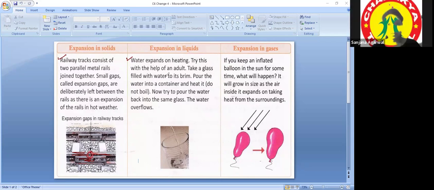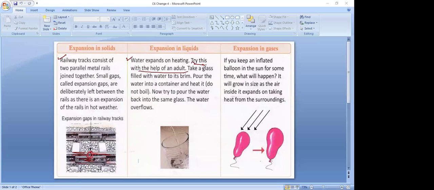You can try this activity. Please note, do not heat the water too much. A very slight heat. But please note this also, that you have to try this activity with the help of an adult. Tell them what you are going to do. Tell them what you want to try. Noted? Expansion in liquids. No, ma'am, 1 minute.